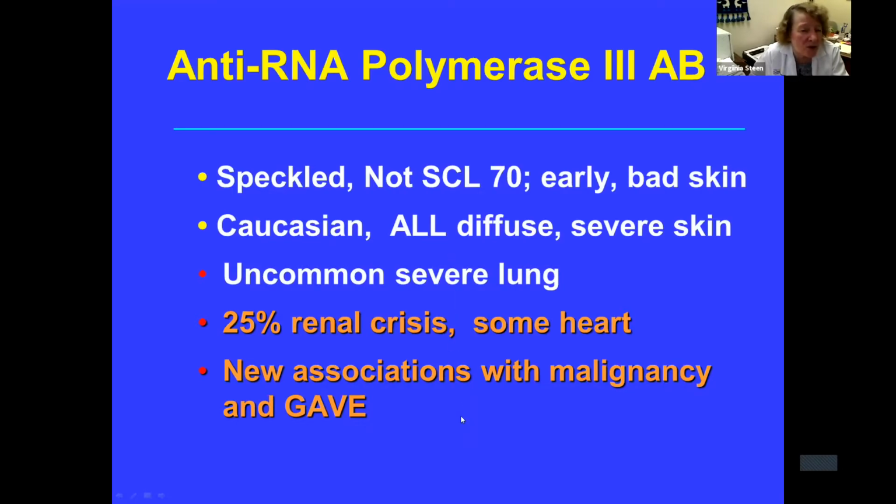So there are some new associations with the RNA polymerase III antibody. One is with gastric antral vascular ectasias, or watermelon stomach, and that's a silent bleeding type of problem. It's not gross vomiting of blood or bloody diarrhea or anything. They really present with severe anemia. And the other very interesting thing is that it's associated with malignancy, and about 30% of the patients with RNA polymerase III will have a diagnosis of malignancy within the 2-year time frame before or after.